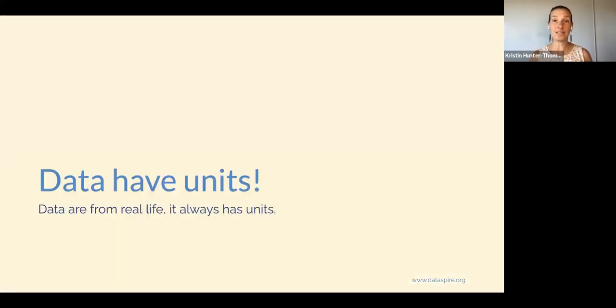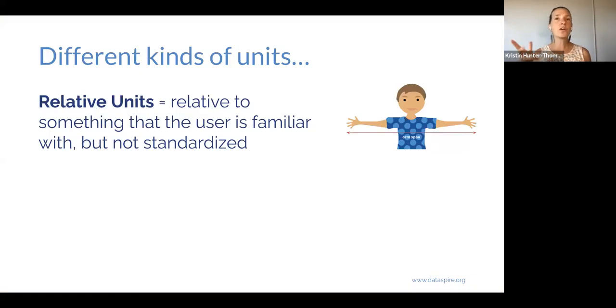Another important thing to think about when we're thinking about what are data is that data have units. It cannot be a naked number. It cannot be just an image without any context for what that image is, or words without any context for what that's telling us. That's a novel. That is great. That is important, but that is different than data. And there are two different kinds of units that we can use. We can use relative units. So arm span is a relative unit.